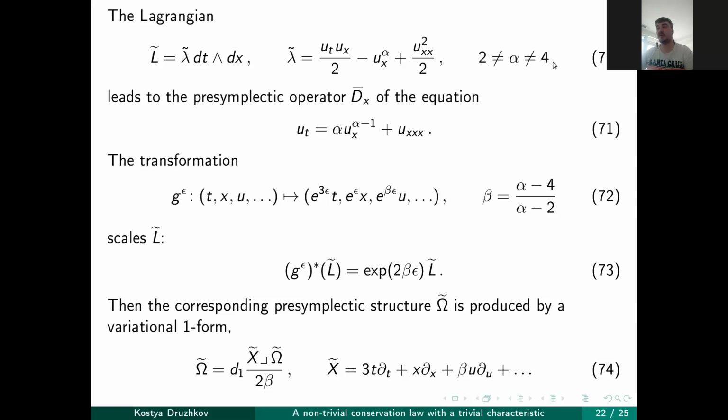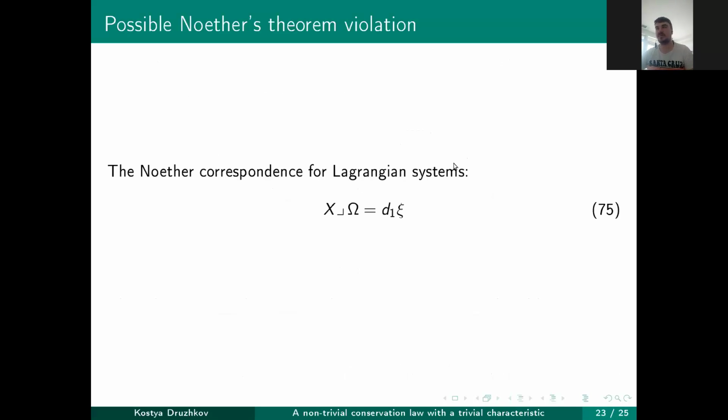So only alpha equals 4 gives us something different. Only alpha equals 4 allows us to construct this nice example of a presymplectic structure that doesn't originate from a variational one-form, that is, one that survives to the second page of the Vinogradov spectral sequence.